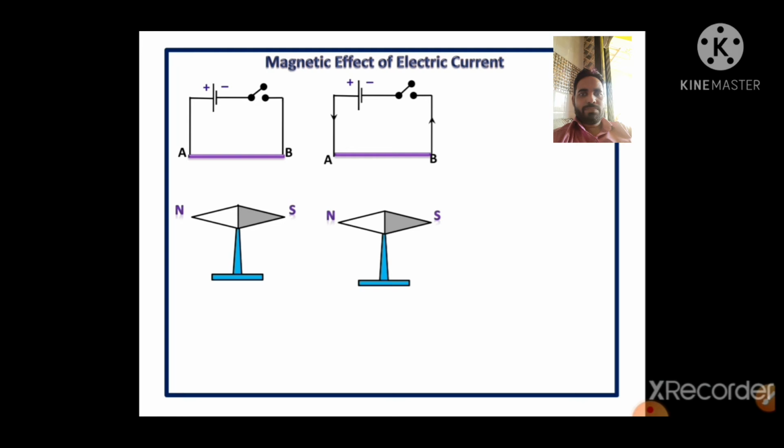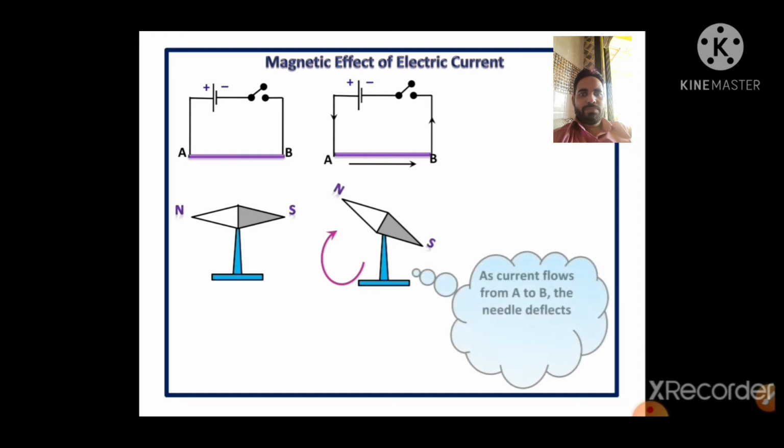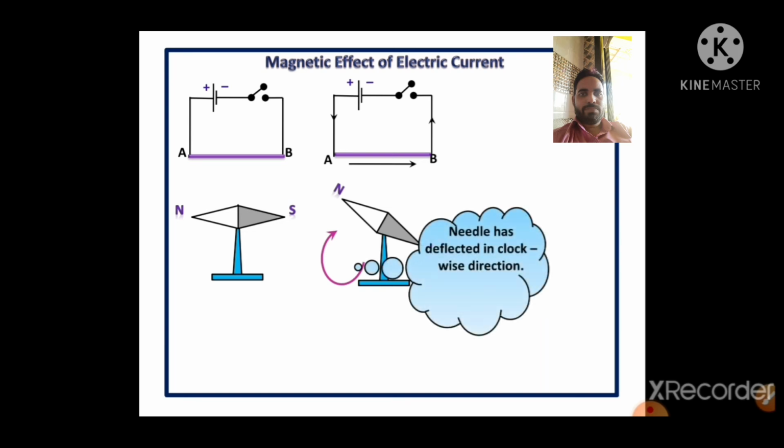So current will start to flow from A to B. As soon as the current flows from A to B, the needle gets deflected. Can you see? The north pole has gone upward and the south pole has come downward. So the needle has deflected in a clockwise direction. This is the direction of the needle, how it is moving, that is in a clockwise direction, as soon as the current flows, at that moment itself.